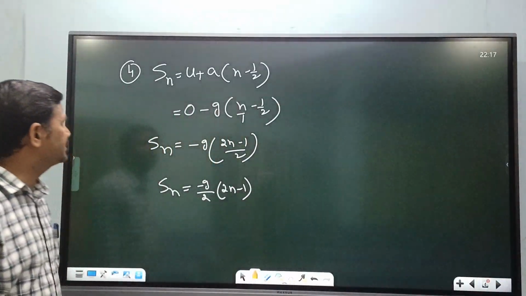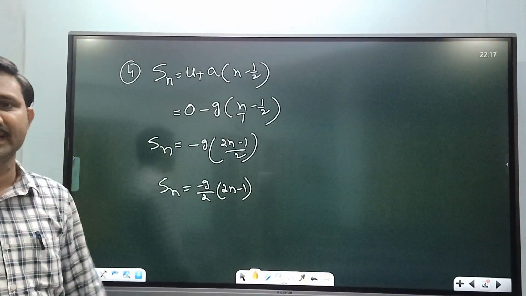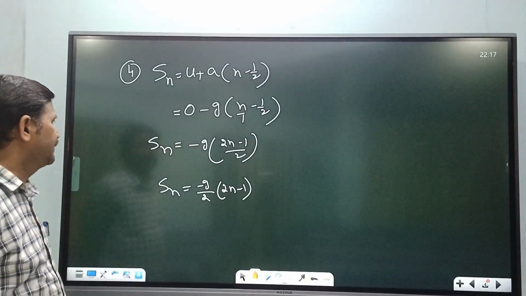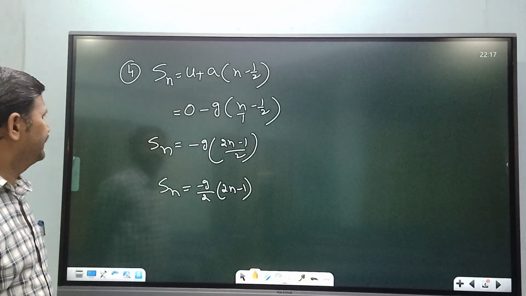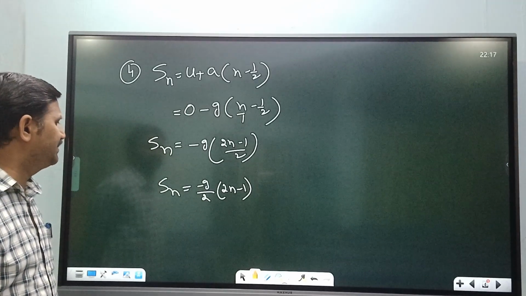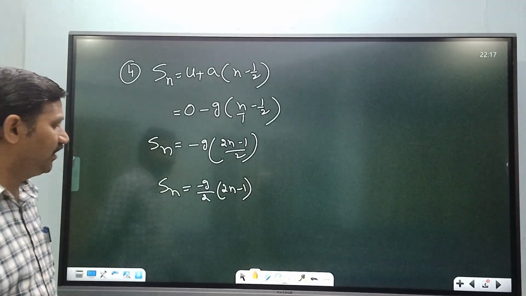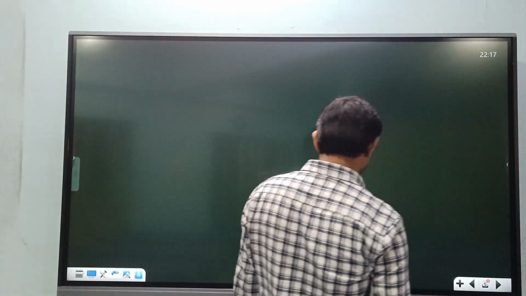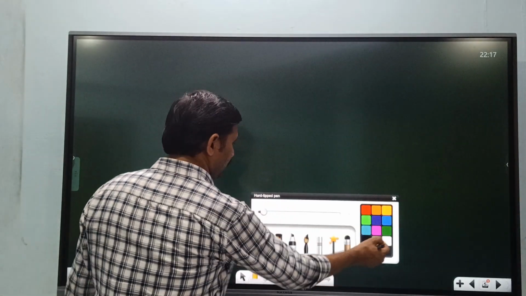Next, what is the displacement of the body in the nth second? Sn is equal to u plus a into n minus half. So here a is replaced by minus g, giving g by 2 into 2n minus 1. Now this is about the freely falling body. Now we will discuss the vertical projected body.